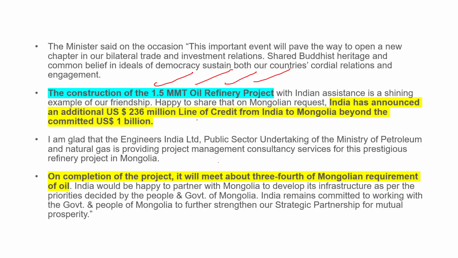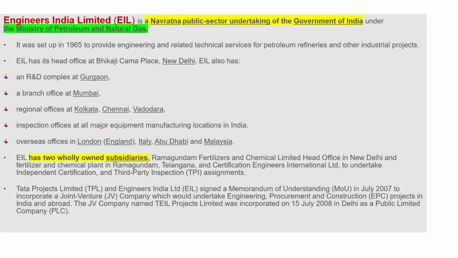After the construction of this 1.5 MMT oil refinery project with Indian assistance there, additionally we are giving US $236 million. This is a line of credit from India to Mongolia, and it is in addition to the $1 billion which is given for this refinery project there. So it is going to meet the demands of both countries, and it's a very important step because Mongolia is located north of China. So that's why the strategic location is very important. Otherwise, it is not a very advanced country, just an average, lower middle class country.